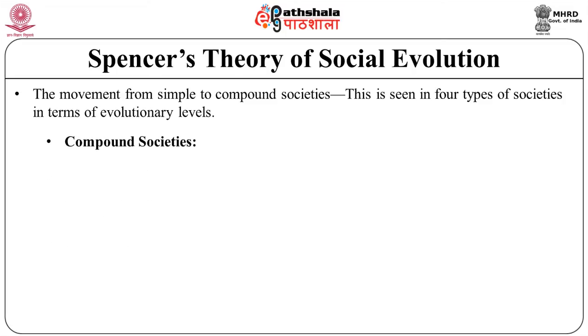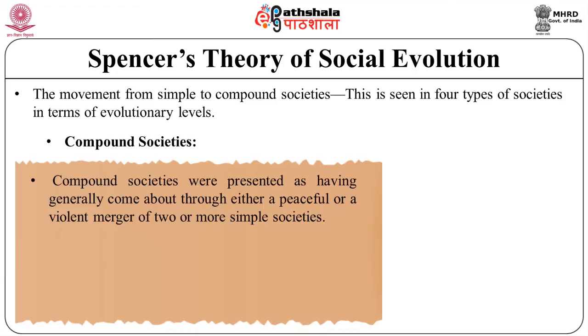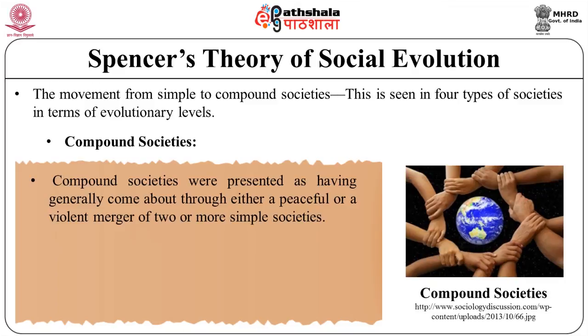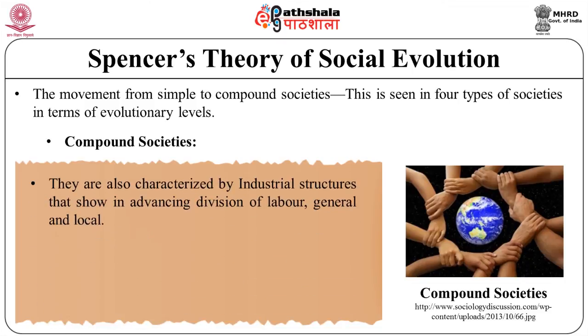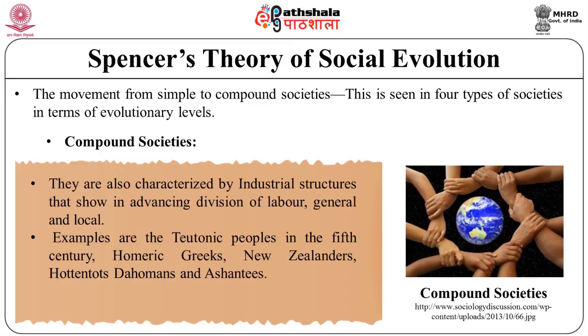Now let's have a look at the second society, that is compound society. Compound societies were presented as having generally come about through either a peaceful or a violent merger of 2 or more simple societies. They tended to be predominantly settled agricultural societies, although a majority are mainly pastoral, characterized by a division of 4 or 5 social strata and an organized priestly group. They are also characterized by industrial societies that show an advancing division of labor, general and local. Examples are the Teutonic people in the 5th century, the Homeric Greeks, New Zealanders, Hottentots, Dahomans and Ashantis.